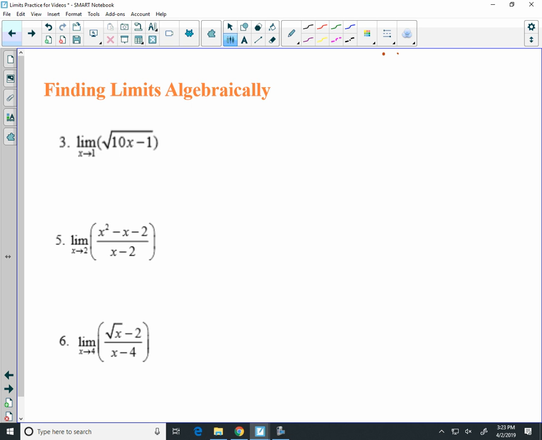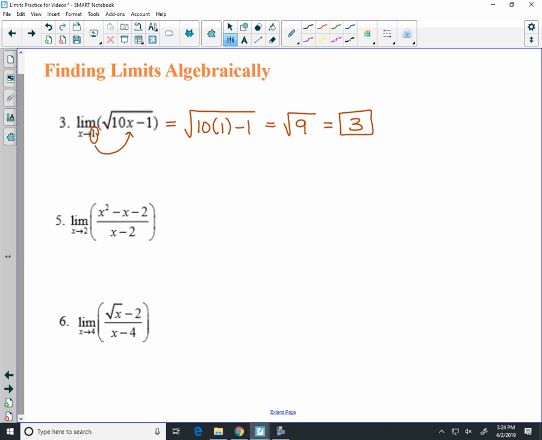So here, if you can plug in your number and not get a negative under a radical or a 0 in a denominator, then you want to plug it in. So I'm going to plug this 1 in for x. 10 times 1 minus 1. So that's going to give me the square root. 10 times 1 is 10, minus 1 is 9. And that one is 3. So there, the limit and the actual output of the function are exactly the same. So that one's a nice one.